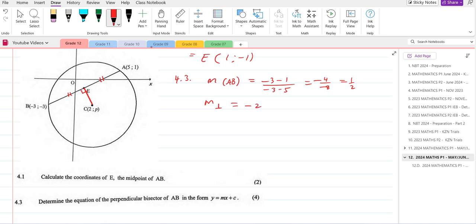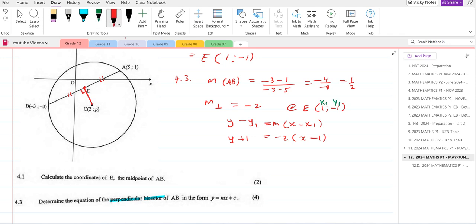Now we got negative 2 and we got the point E, right? Perpendicular bisector, so the line needs to go perpendicularly to AB and it needs to bisect. What does perpendicular bisector mean? It must be perpendicular to line AB and it must bisect. Bisect means to cut in half, so it goes through E. So we're going to say at E, which is 1 and minus 1. So we're going to use this equation, y minus y1 equals m into x minus x1. So y minus y1, minus minus 1 is plus 1, m is minus 2 into x minus x1. x1 is 1. Remember, this is x1, that's y1.